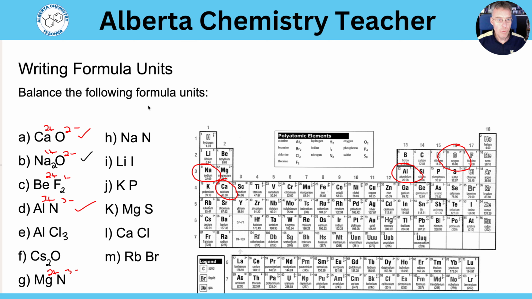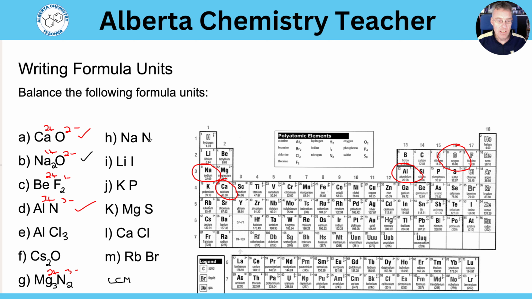So you can't just put one number in to solve this. The lowest common multiple is going to be 6. We've got 2, 4, 6, 8, and 3, 6, 9, 12. So they overlap at 6. So we need to scale both of these up to plus 6 and minus 6. So Mg, we need 3 of them to have plus 6, and nitrogen, they're minus 3 each, so we need 2 of them to have minus 6. Now this is a correct formula unit. Again, the black is the correct answer.